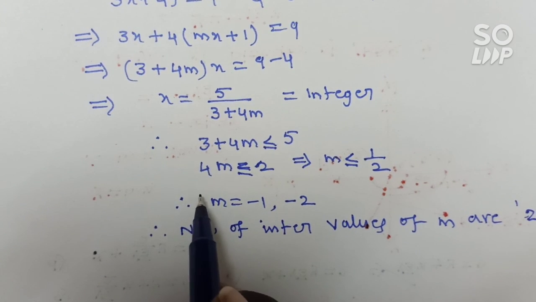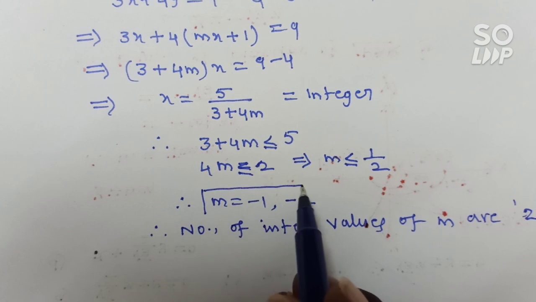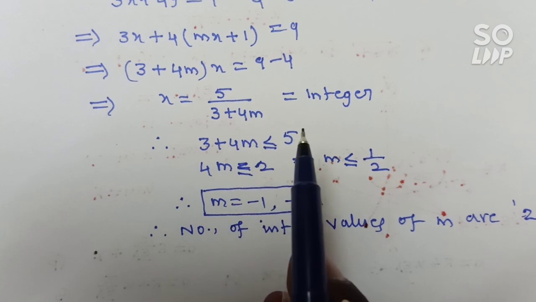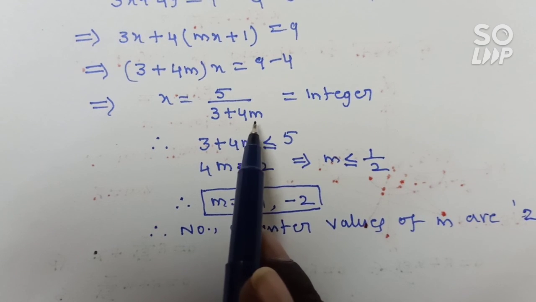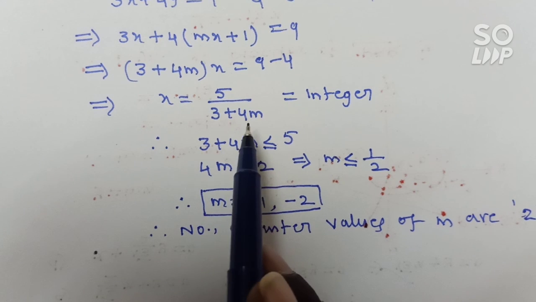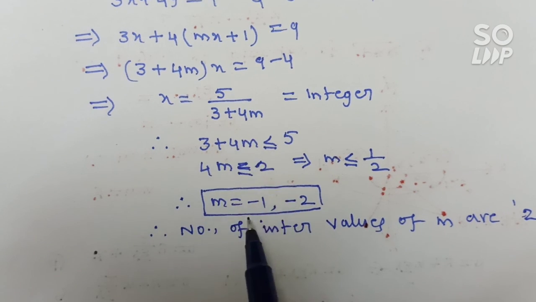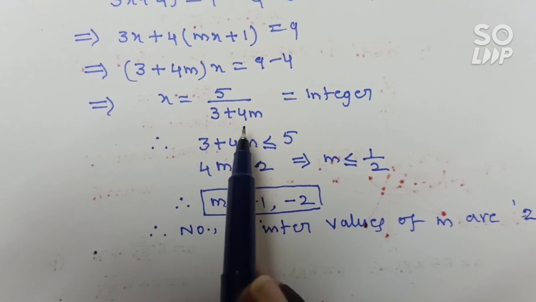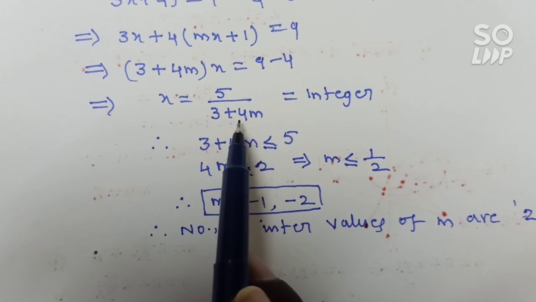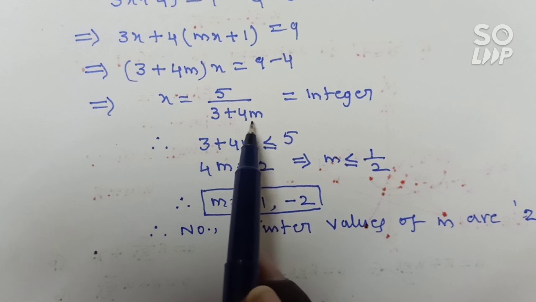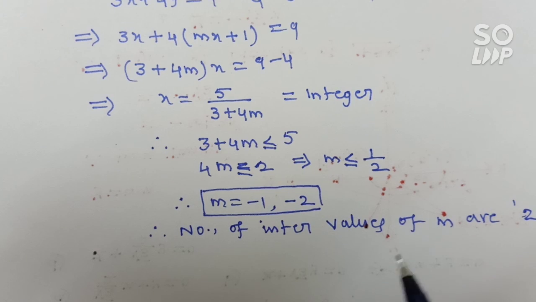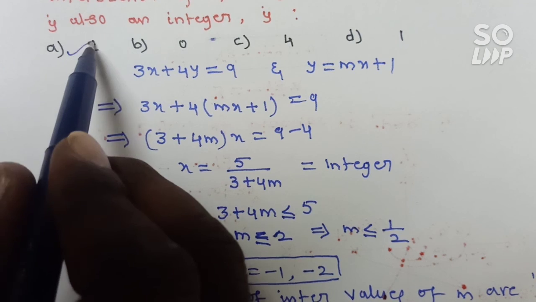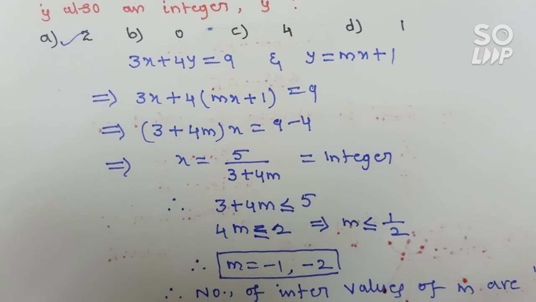Those integer values will be m equals minus 1 and m equals plus 1, let me verify this. If you take m equals minus 1, this equals plus 1, and you will get 5 by 7. Suppose you take plus 2, then its value will be greater than 5, so it is not possible. So your correct answer is A. A is the correct option.